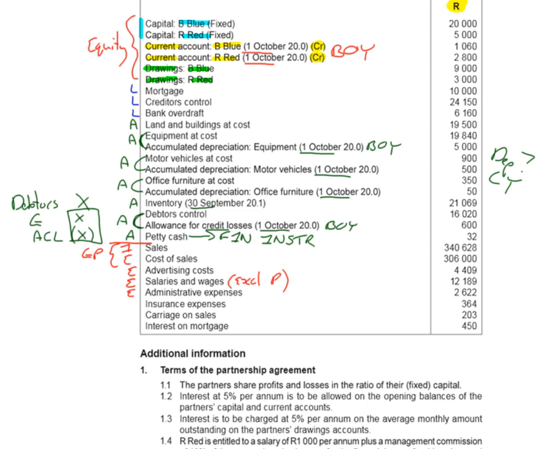Admin expenses, insurance, carriage on sales. Take note, it's a carriage on sales, therefore it is below the gross profit, not part of cost of sales, right? Carriage on purchases would be part of cost of sales. Carriage on sales is part of selling, admin, and distribution expenses. And then my interest on the mortgage, that is a finance cost. We disclose that separately, right? But it's still an expense.